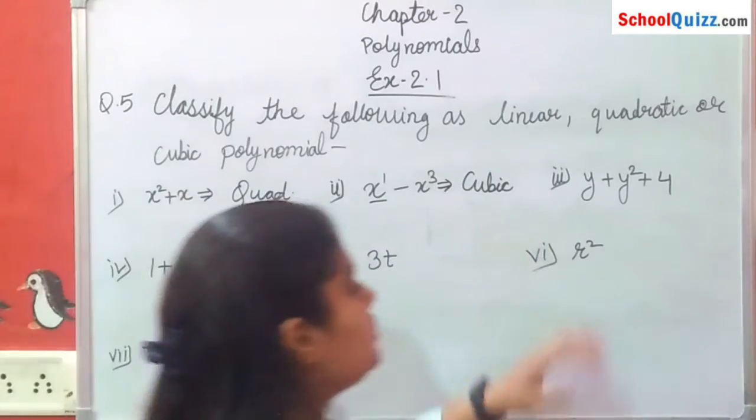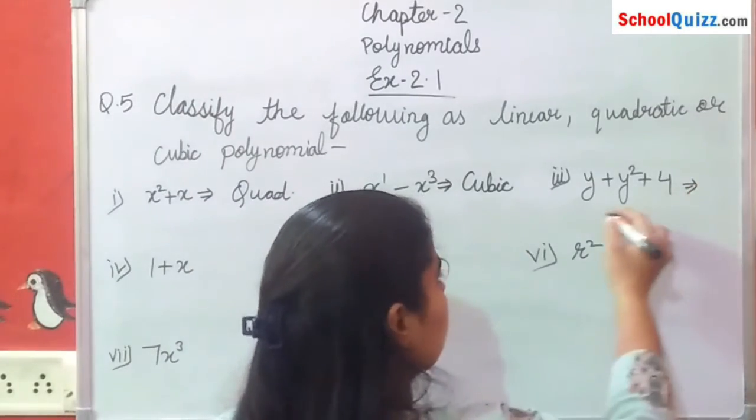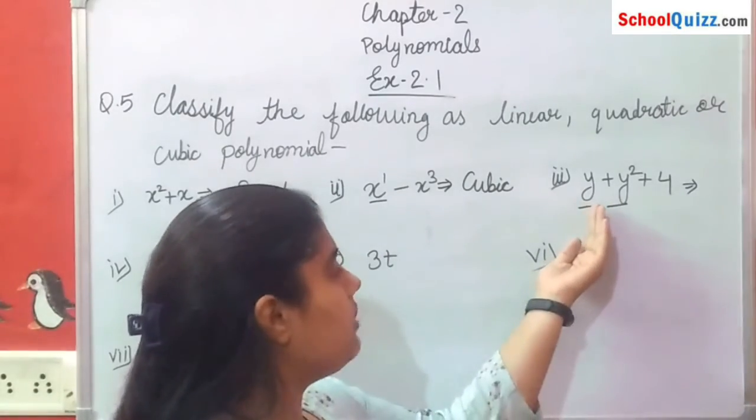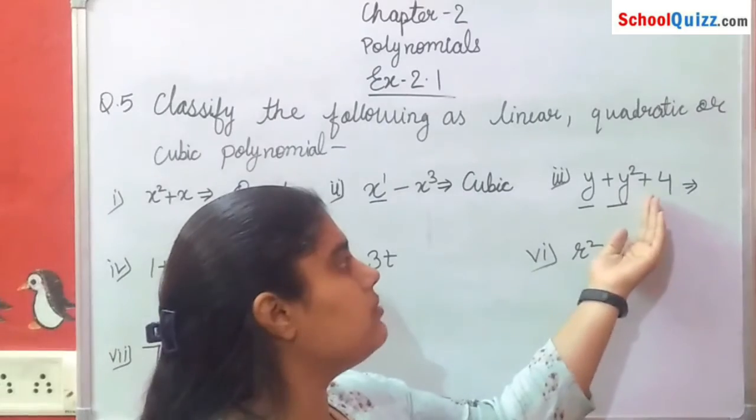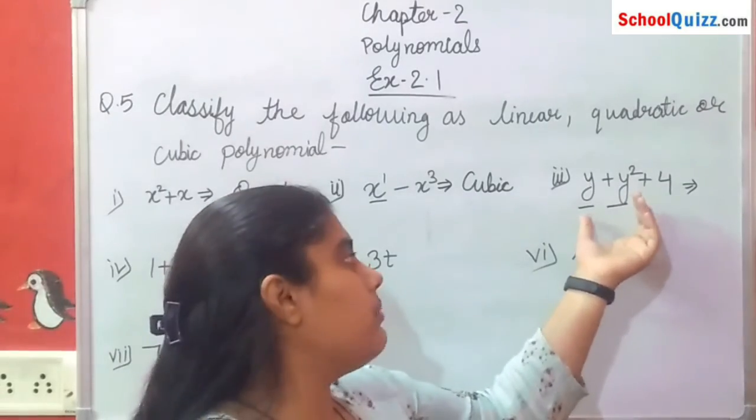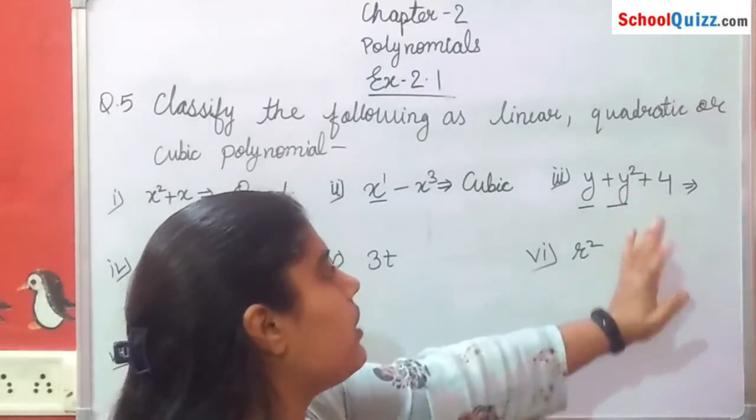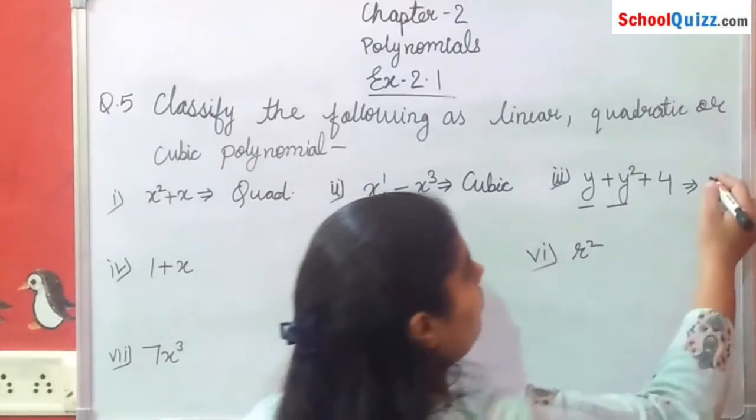Similarly, moving to the third question. Here, there are two terms of variable y. The first term has the power 1 and the second term has the power 2. So, the biggest power is 2 here. Again, the degree is 2. So, which type of polynomial is this? This is a quadratic polynomial.